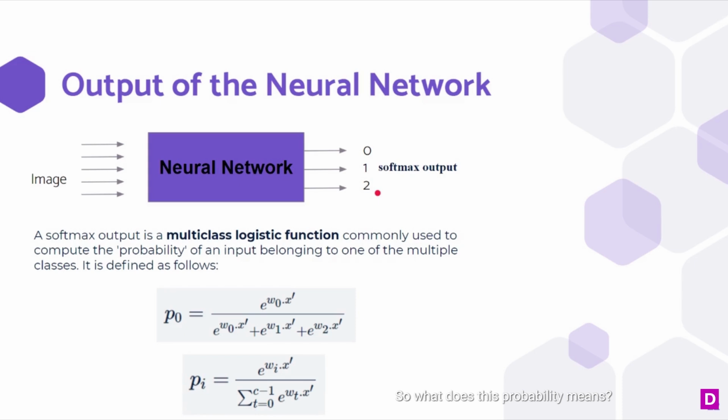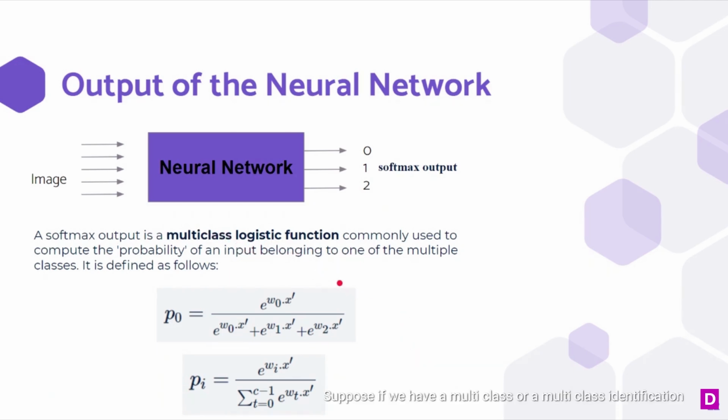So what does this probability mean? The neural network will try to identify the particular image. What would be the probability of that image belonging to class 0? What would be the probability of belonging to class 1, class 2, etc.? So the output would generally be a probability value, not an exact value like exactly 1, exactly 0, exactly 2. That is not the case when it comes to the neural network. It will be a probability distribution, a probability of what that particular image belongs to.